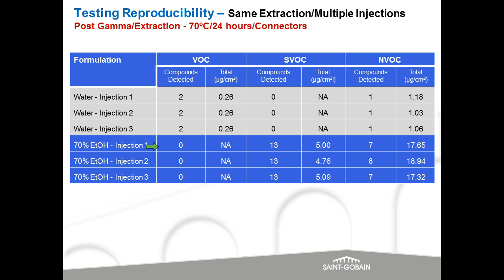For the ethanol testing, again, nothing for VOCs. 13 compounds detected for SVOCs, very consistent results. NVOCs, we saw either 7 or 8 compounds and very consistent results.